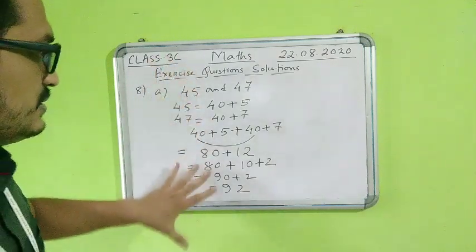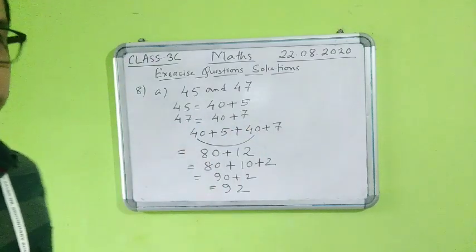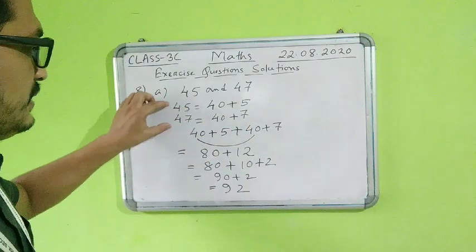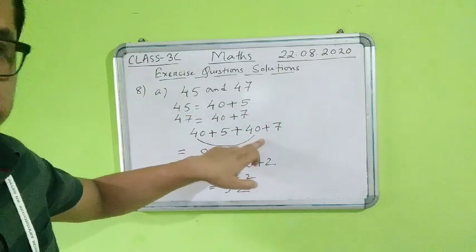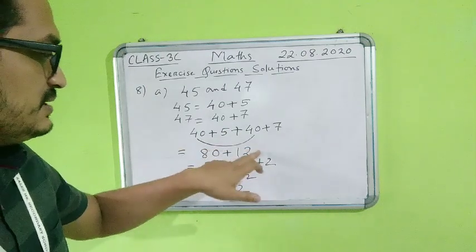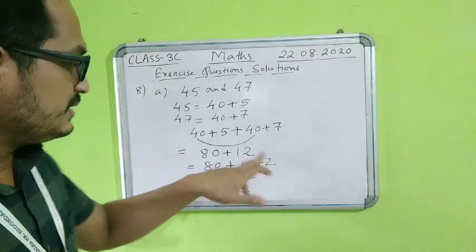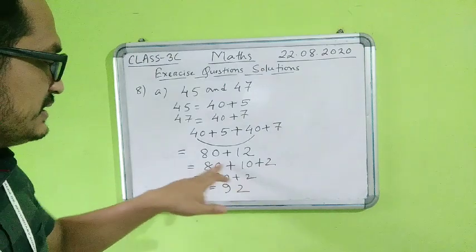So this is the process, students, of how we can regroup the numbers and then add easily. First of all, you break the number into tens and ones like this, and then add all. You add the tens place first, which will give you a very easy sum, and in the ones place you will get a 2-digit number. Now this 2-digit number you again regroup as tens and ones, and then you add the tens place again.